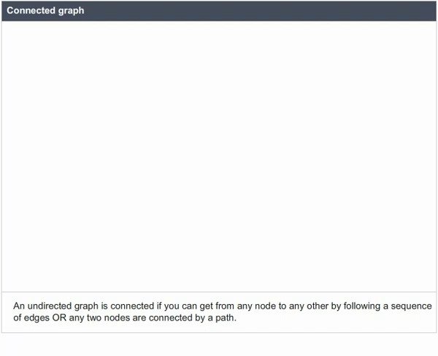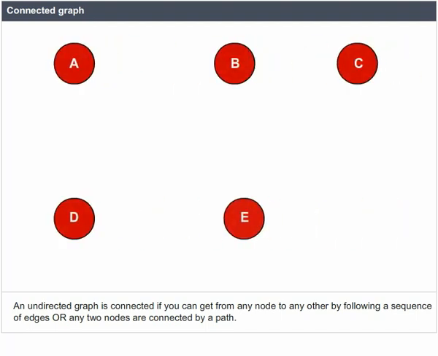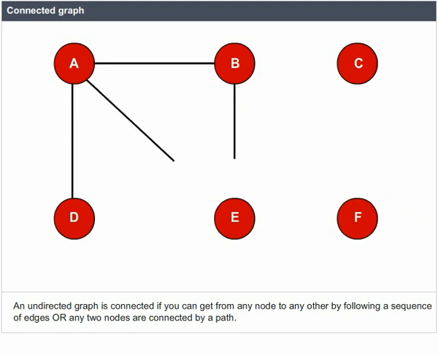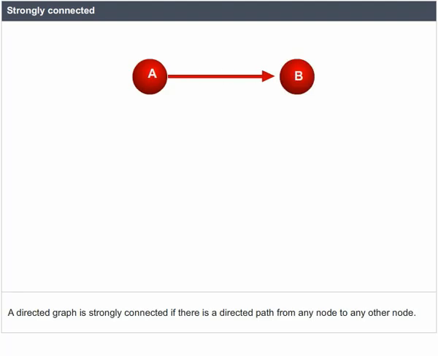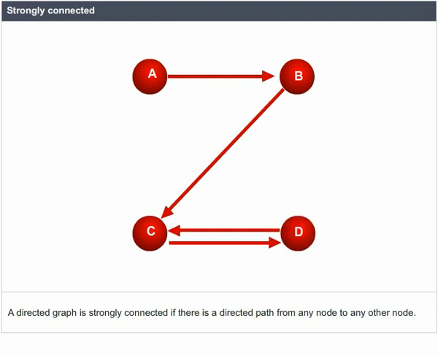Connected graph. An undirected graph is connected if you can get from any node to any other by following a sequence of edges, or any two nodes are connected by a path. Strongly connected. A directed graph is strongly connected if there is a directed path from any node to any other node.